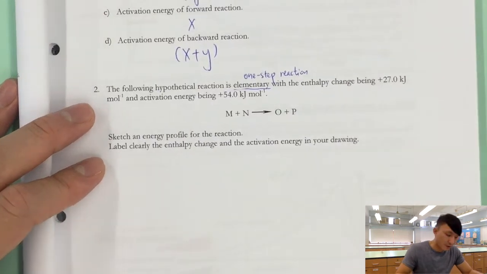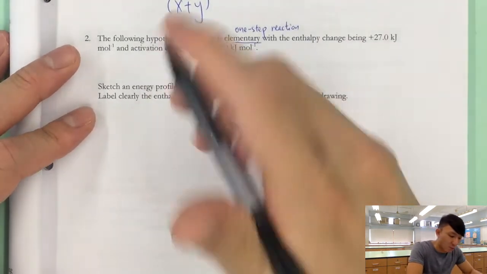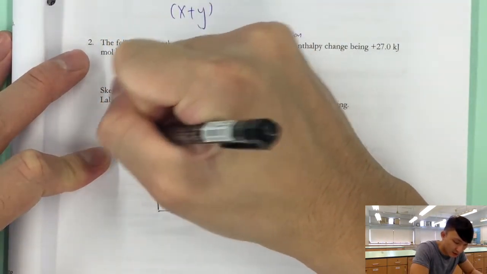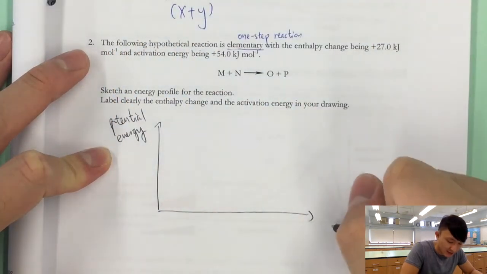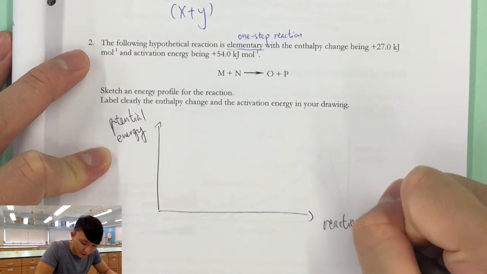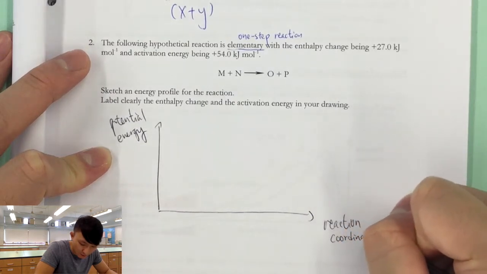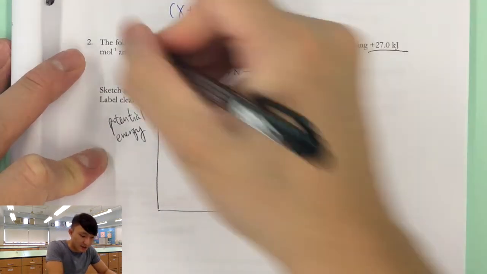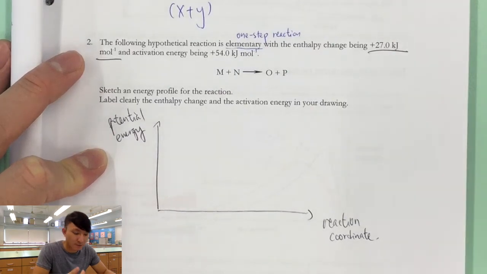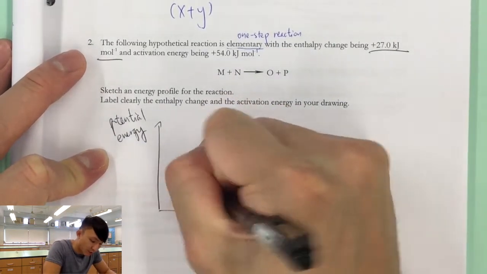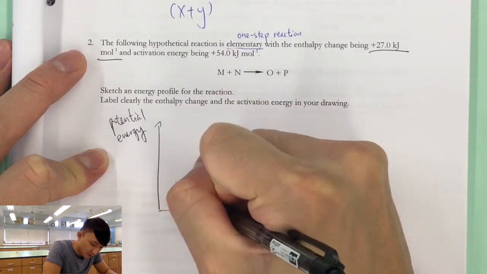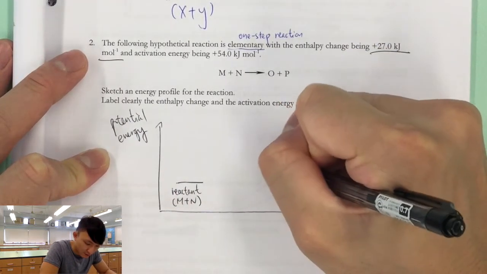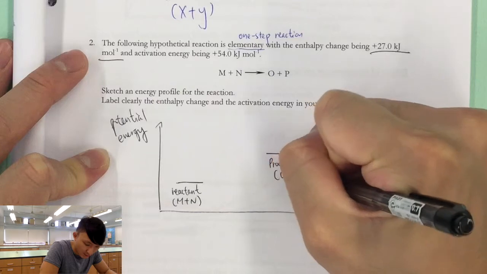Okay. So first of all, make sure you remember the y-axis and x-axis. So the y-axis is the potential energy. And then the x-axis would be reaction coordinate. And since it is an endothermic reaction, the product should have higher energy than the reactant. So I will have the reactant here, which is M plus N, and then I may have the product here, which is O and P.